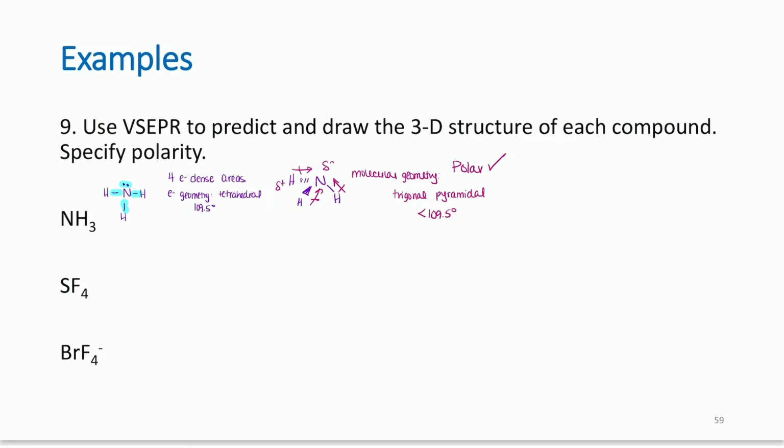SF4. Let's see, sulfur has 6 valence electrons, 4 fluorines, that's 28, plus 6 is 34. Sulfur in the center. Connect my 4 fluorines. Give my fluorines their lone pairs. And once I do this, I realize I still have one set of 2 electrons remaining, so they will go on my central atom. 1, 2, 3, 4, 5. 5 electron dense areas.